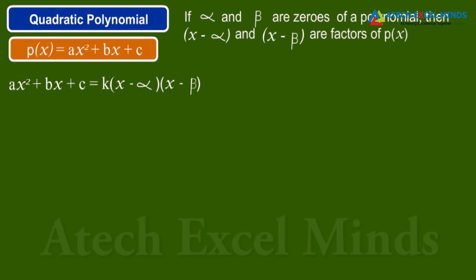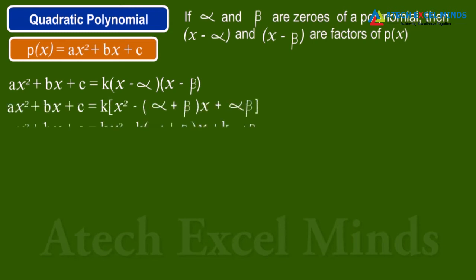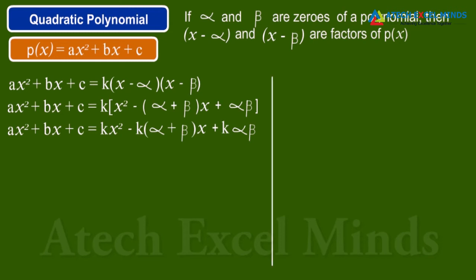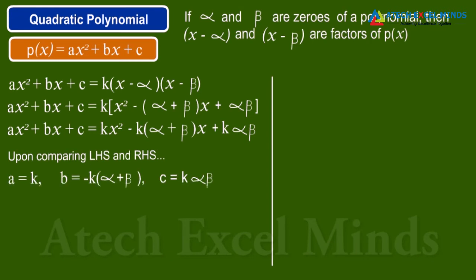Upon simplifying, we get ax square plus bx plus c is equal to kx square minus k into alpha plus beta of x plus k alpha beta. Now, upon comparing both the sides, we get a equal to k, b equal to minus k into alpha plus beta, and c is equal to k alpha beta.